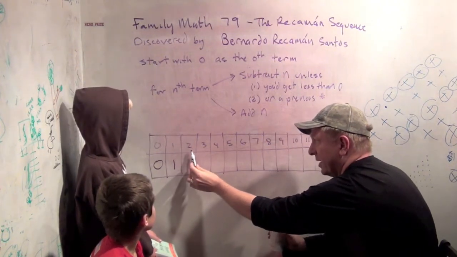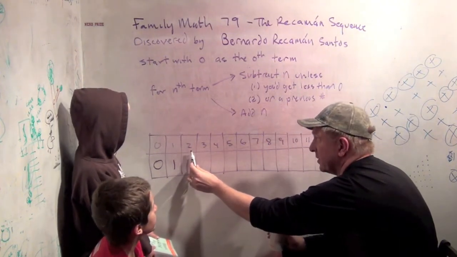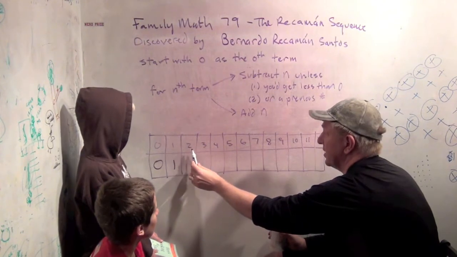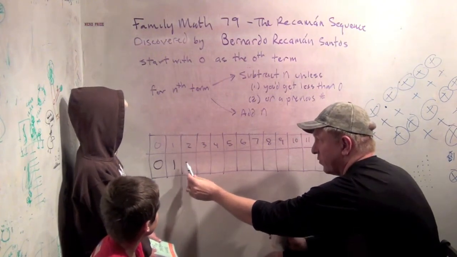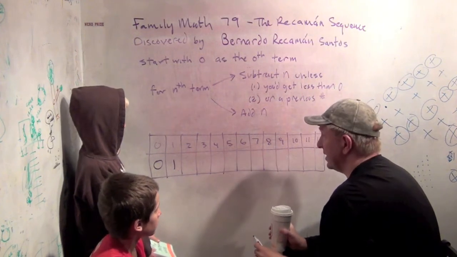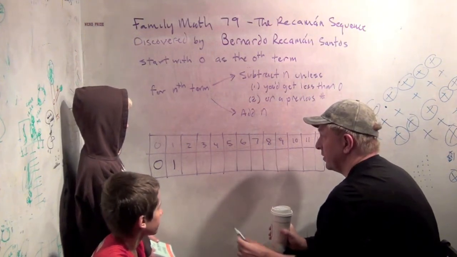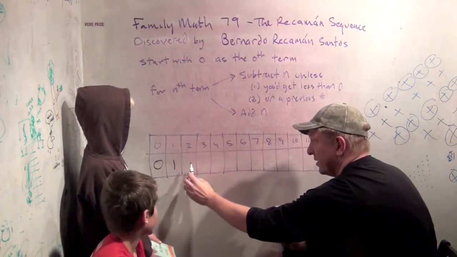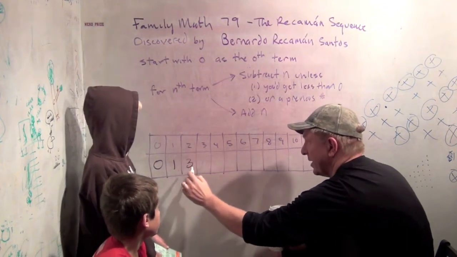Now for 2. If we subtract 2, what do we get? 1 minus 2 is minus 1 still. Shoot, is that legal? No, you have to add it again. So what's 1 plus 2? 3. Good job. Now off to 3.